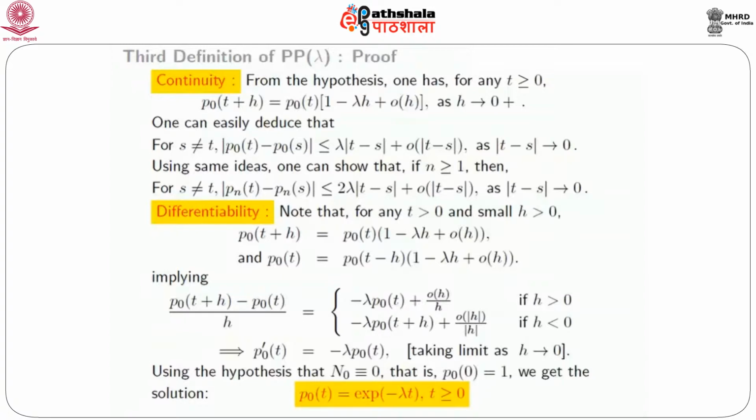Now we want a solution of this equation. This is an easy differential equation, one of the simplest, but to find the solution of this differential equation uniquely, we also need a boundary condition or initial condition, and that comes from the hypothesis that N0 is identically 0, which would in turn mean that P0 of 0 is 1. So that's the initial condition for the function P0t. Using that initial condition and this differential equation, you get the unique solution to be P0t equals exponential minus lambda t for all t greater than or equal to 0. So we have evaluated P0t completely. See, there are no distributional assumptions, but we have obtained it from just the conditions that are given to us.